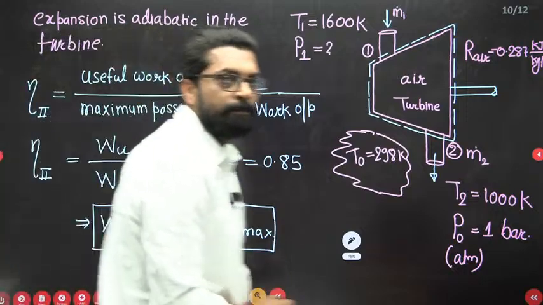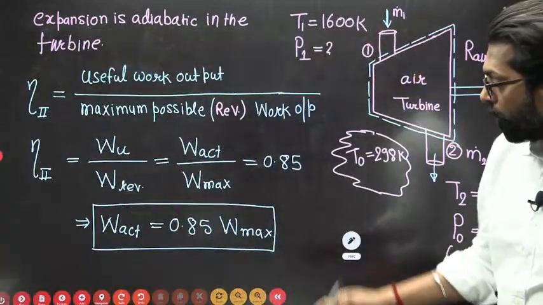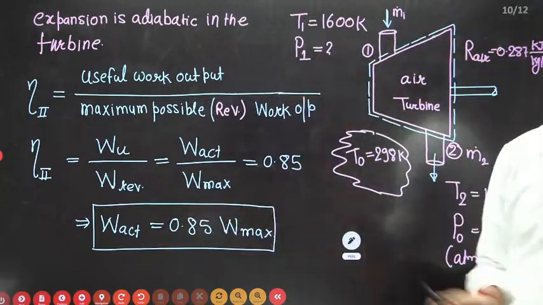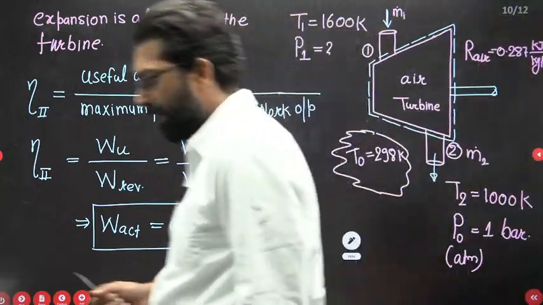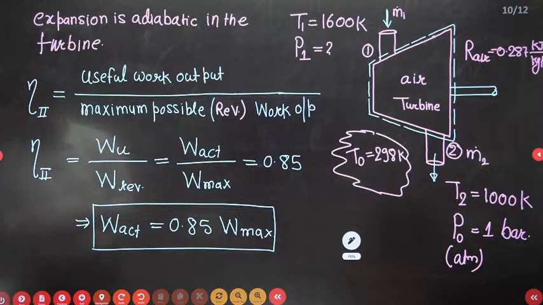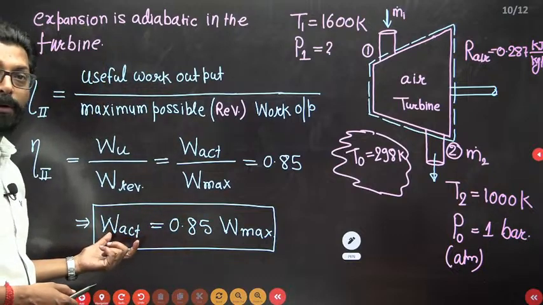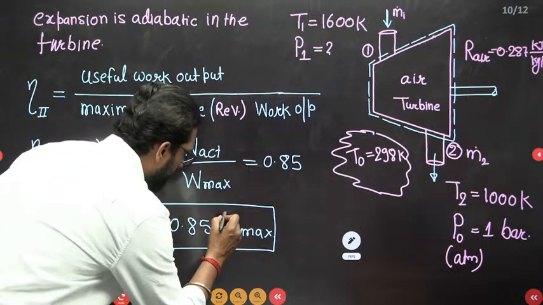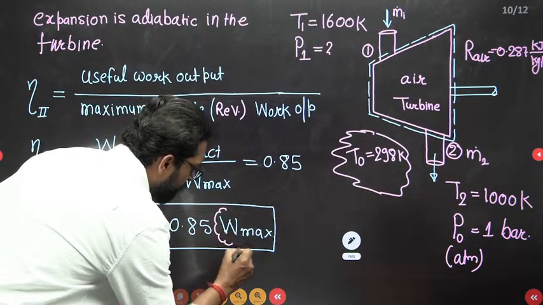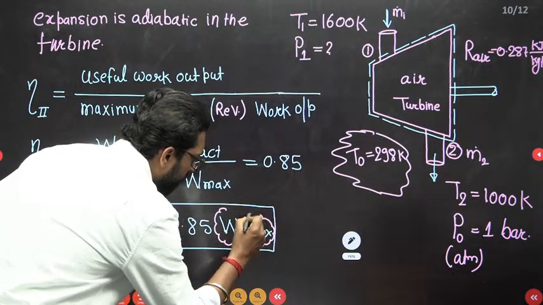Now, how to find the actual, how to find the maximum? Please tell me, beta, how to find the maximum? If you put the value, we have to find the actual work. So this maximum work, that means the reversible work. How to find it?